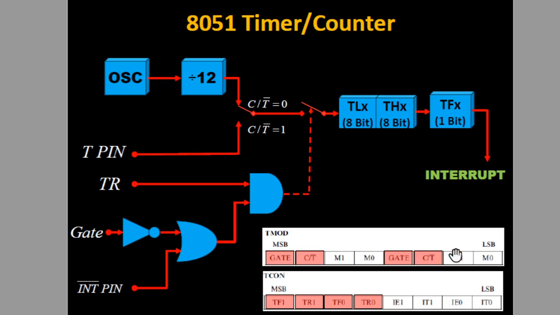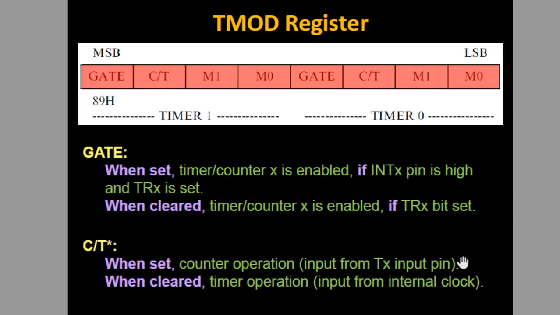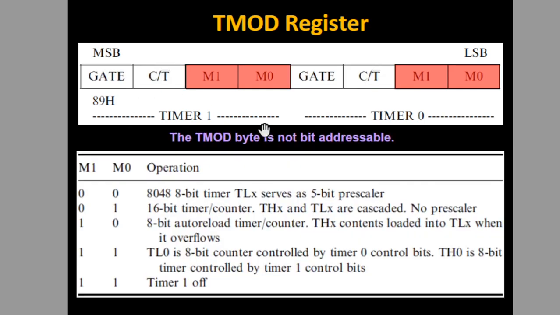Now coming to the definition of the TMOD bits. The M1 and M0 bits define the mode. They can have the values 00, 01, 10, 11, and these values select different modes. Mode 0 is an 8-bit timer with a 5-bit prescaler. Mode 1 is a 16-bit counter. Mode 2 is an 8-bit counter with auto-reload. We also have mode 3, which is supported by only one timer.